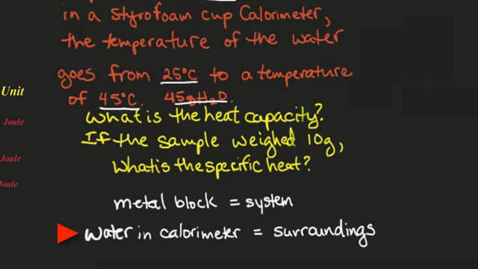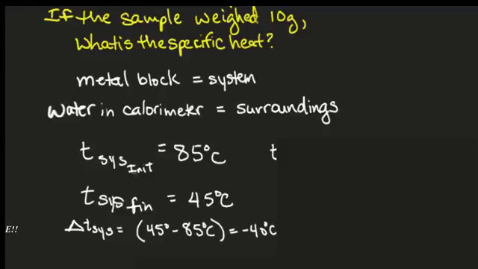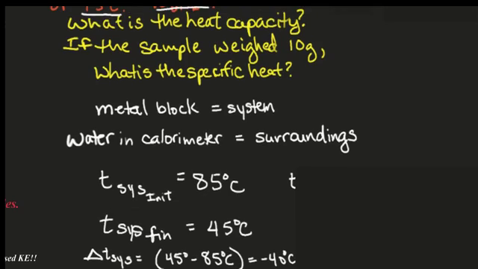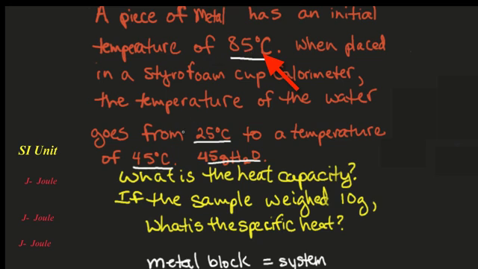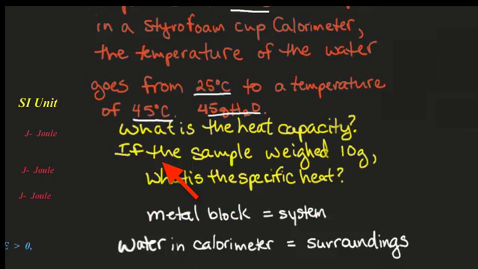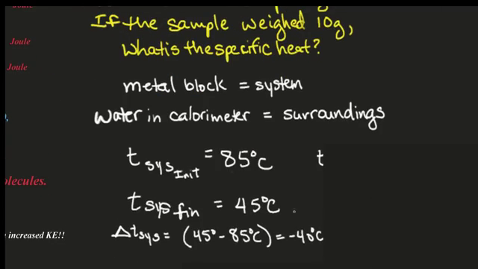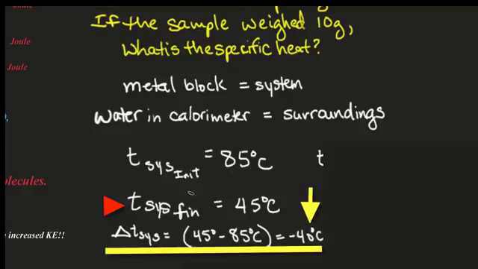Now what we should do is write down the given information that's important. First, the system, which was the metal block, was at 85 degrees Celsius to start out with, and the water came to a final temperature of 45. That's given here and here. And you can calculate delta T. Delta T is always final minus initial. So if we do final minus initial, you get negative 40 degrees.